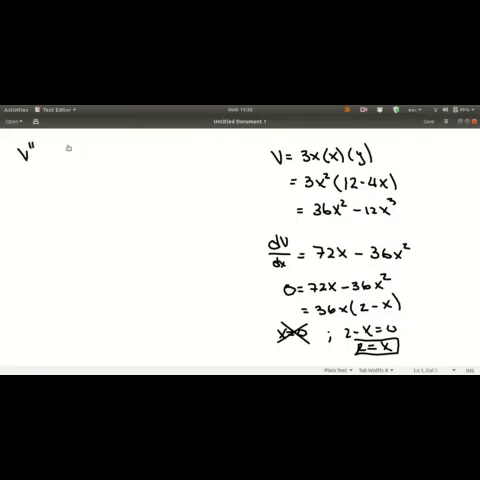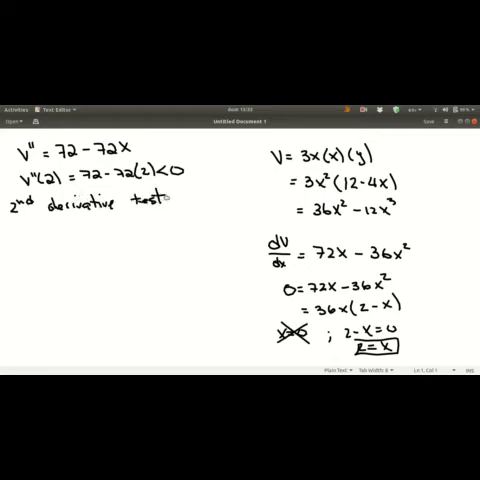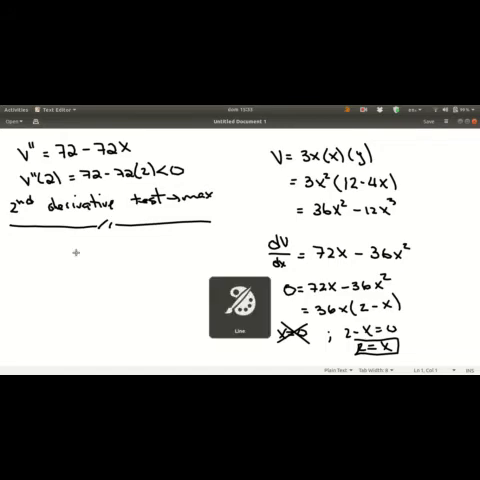Justify your answer. There's really two ways that we can do it. The first way is to find the second derivative and evaluate it at the maximum that we found. Because the second derivative evaluated at this point is negative, we know that the function is concave down, which means it's a maximum. An alternative method is to do a sign chart for the first derivative.